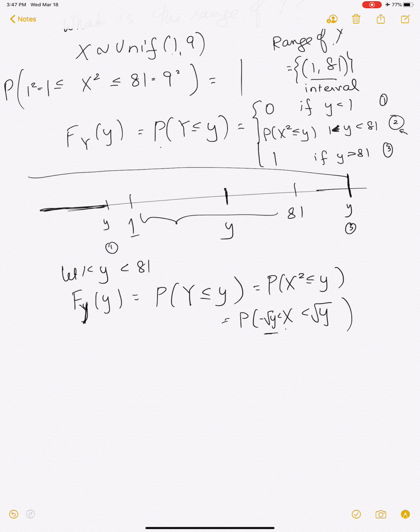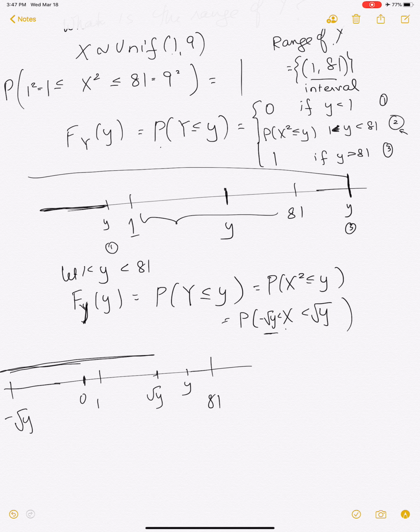In fact, here you have 1, here's 81, and suppose you have y somewhere, you have square root y, and let's say that's negative square root y, and here's your 0. You want to find the probability X is in there. Well, X is never less than 1, so essentially you're asking what's the probability X is between 1 and square root y, right? So you rewrite this because X is never less than 1: 1 less than X less than square root y. Okay? And what is this?